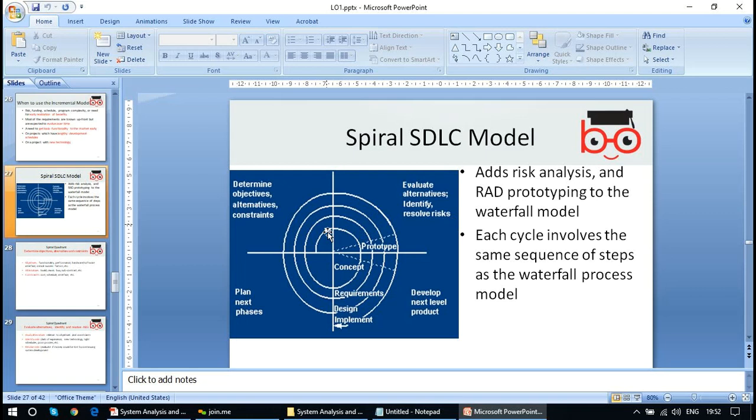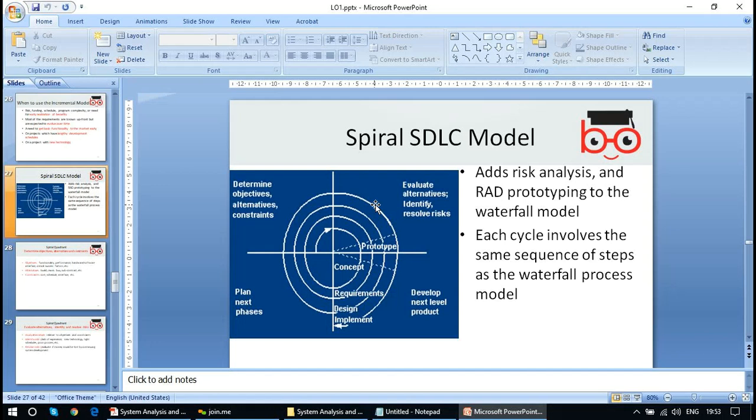Now, how they do it, you can understand from this picture: after objectives, you identify the risk and then resolve the risk, and then go to the next level of the product. Then again, you start with the requirement, then you plan for the next phase, then you determine the objectives and alternatives, and then you evaluate the alternatives, and then again identify the risk and resolve the risk. So that's basically the spiral.